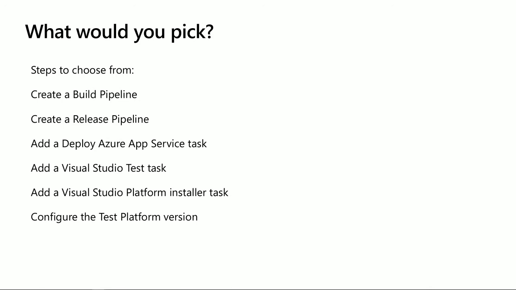Another thing that you have to do is tell the system that this is a test system. The installer is for installing the agent. Telling it that it's a test system is what the Visual Studio test task does. It basically says this is a testing mechanism. And then the Azure App Service task is the task that allows you to connect up to Selenium altogether.